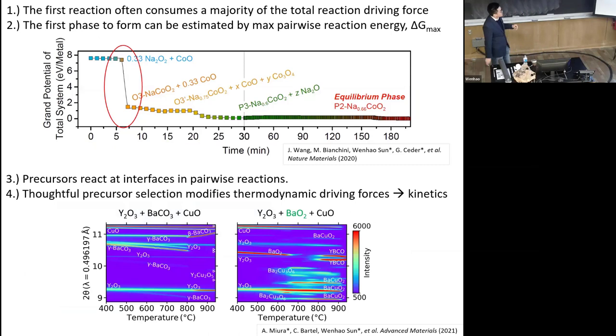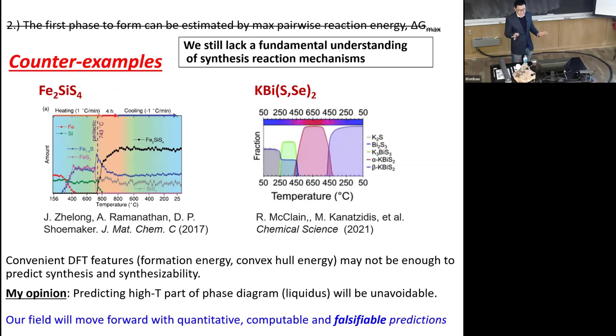Okay, so here are the takeaway principles. The first one is that if we're looking at the energy axis, the first reaction often consumes a majority of the total reaction driving force. Okay, you get a whole big drop in the energy. The first phase to form can be estimated by the maximum pairwise reaction energy. Because the precursors react in interfaces, by very thoughtfully picking which precursors we have, you can modify the reaction kinetics of the system.